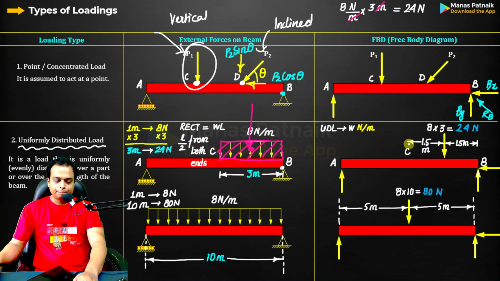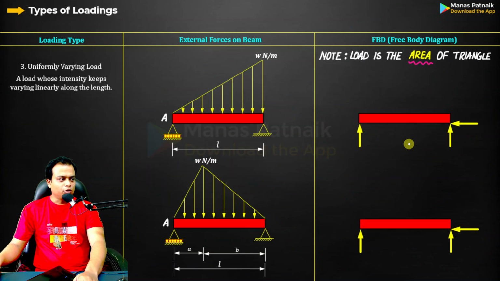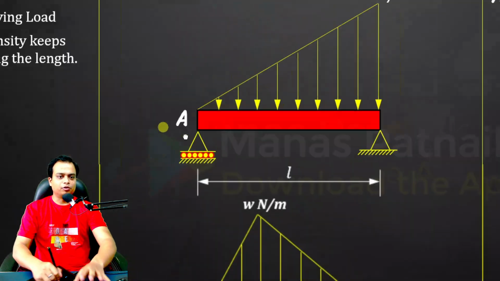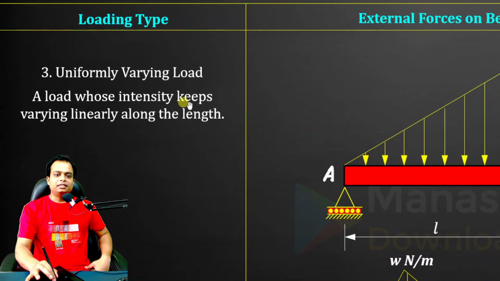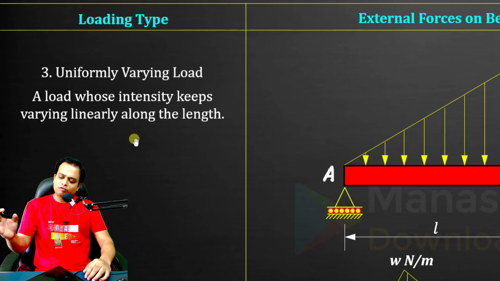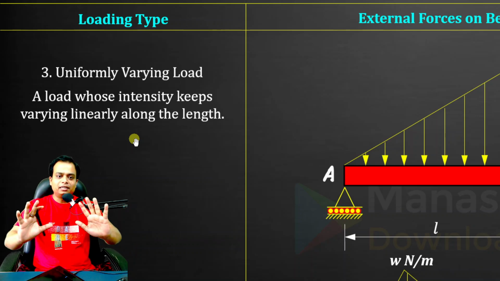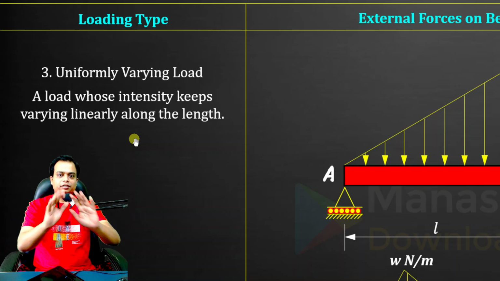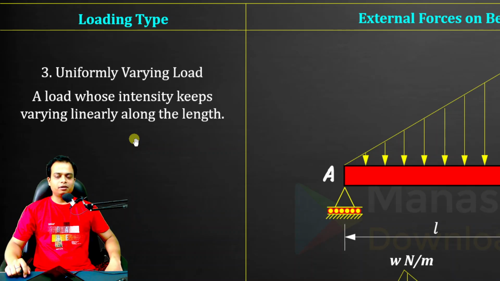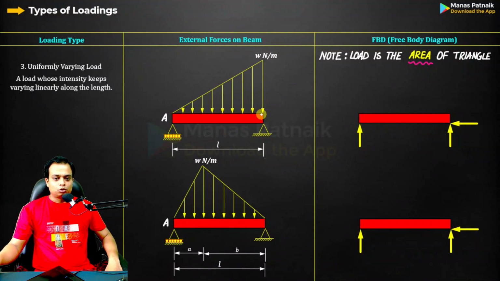Now let me talk about uniformly varying loads. Let me read this out for you. A load whose intensity keeps varying, that intensity could decrease or increase, moving from the leftmost part of the beam or from the rightmost part of the beam. The point here I am trying to make is that the loading is going to change. Increase or decrease, we're not going to be talking about it. It is going to change. So how do you analyze this, sir?